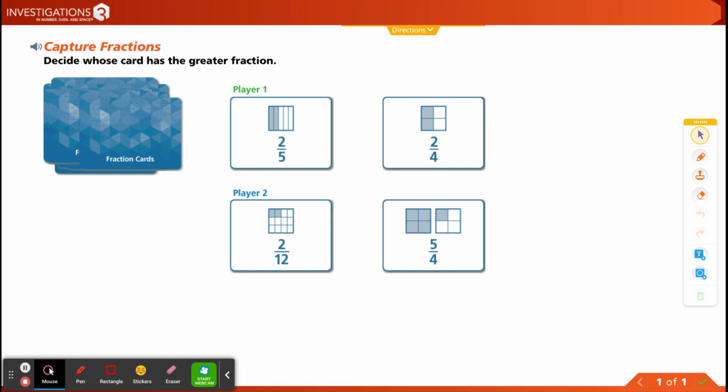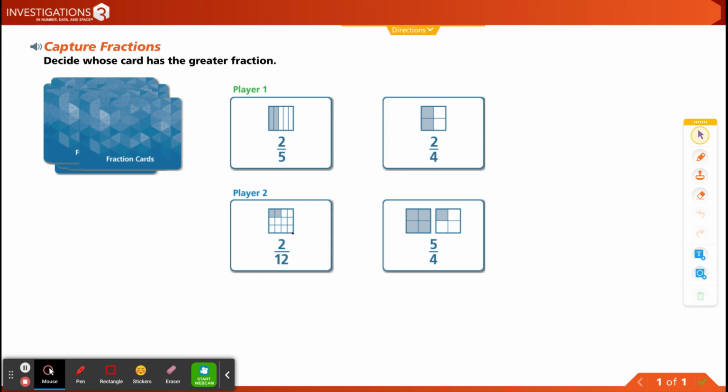Oh, I just noticed they all have the same numerator. That means it's the same number of pieces. So really what I need to compare is the denominators. So let's think about what I know about denominators. Well, when I look at these pictures, I notice that the bigger my denominator gets, the smaller each piece got.